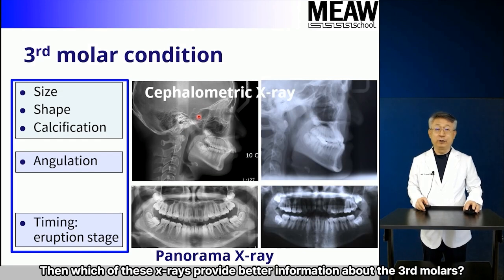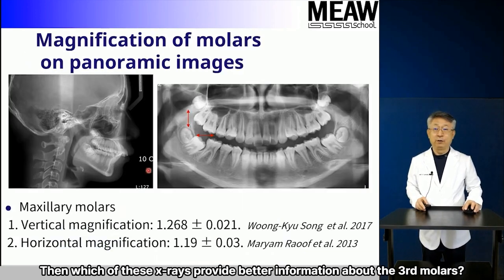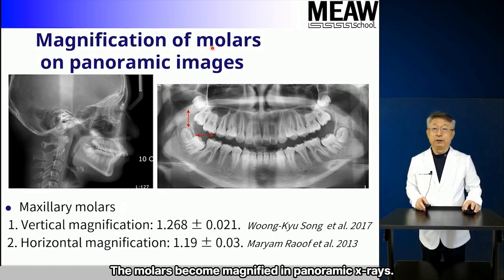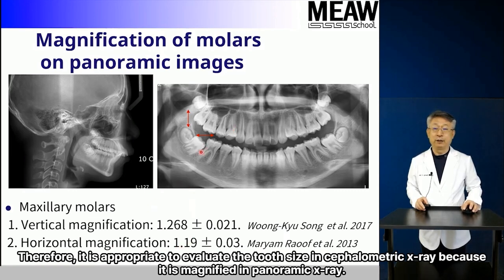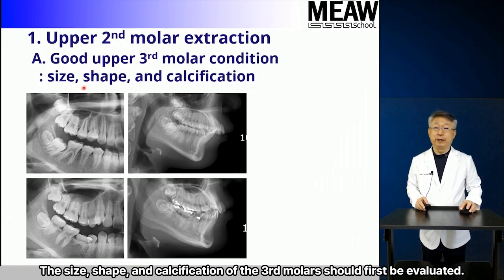Then which of these X-rays provide better information about the third molars? The molars become magnified in panoramic X-rays. According to Song, the vertical magnification of maxillary molars is about 1.2, and according to Rauf, the horizontal magnification is about 1.2 as well. Therefore, it is appropriate to evaluate the tooth size in cephalometric X-ray because it is magnified in panoramic X-ray. The size, shape, and calcification of the third molars should first be evaluated.